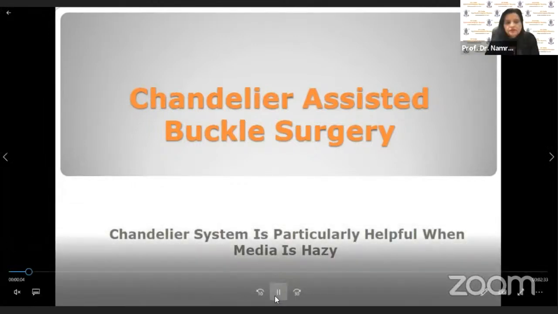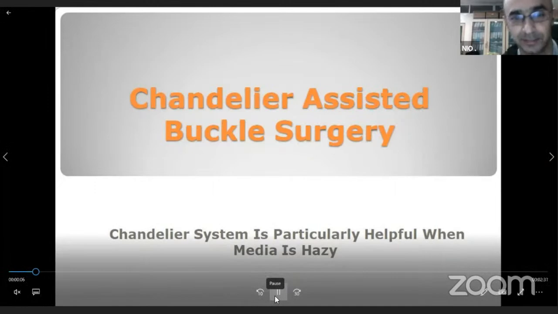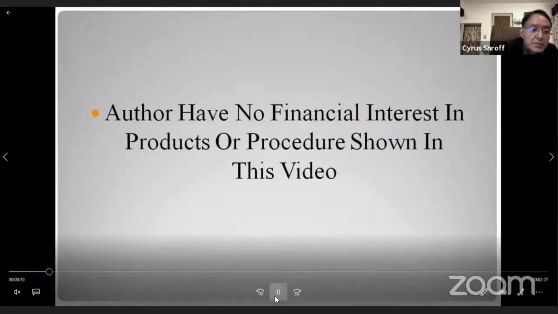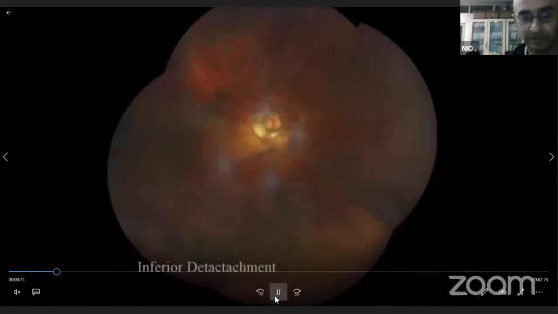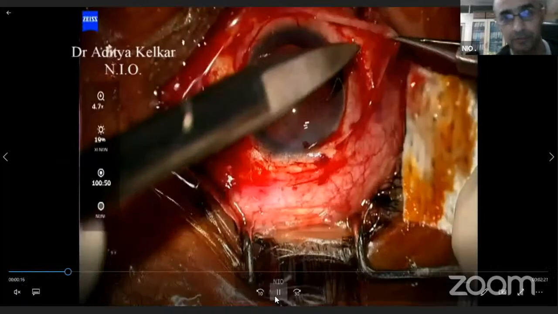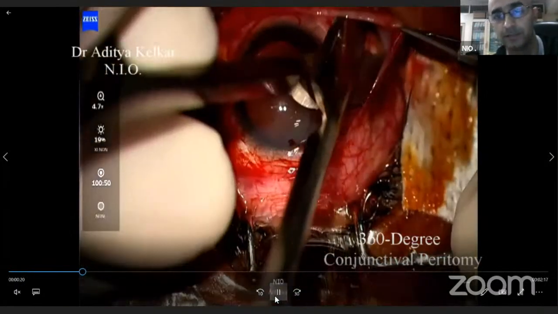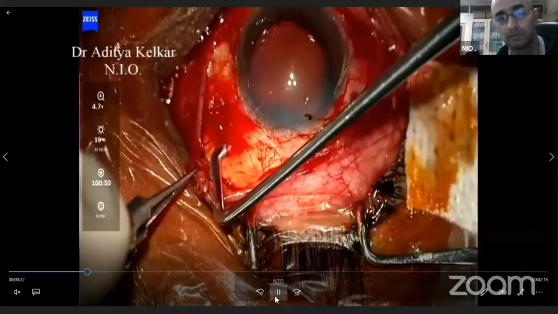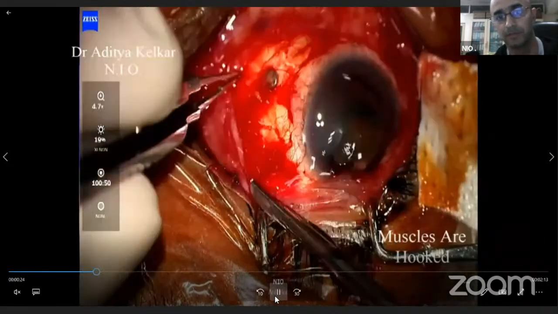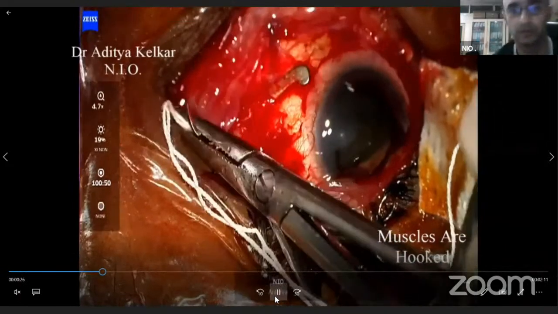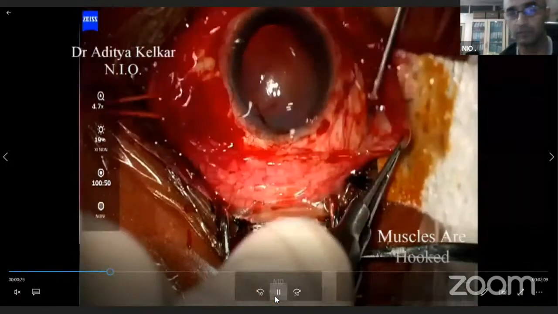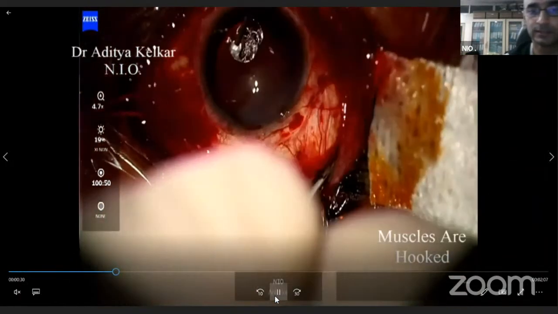So I'll show you my first case, and this is a chandelier-assisted scleral buckle surgery. Nowadays, scleral buckling surgery itself has become quite rare. This is a patient with an inferior detachment with a poor vitreous view because of the vitreous haze, and also a little bit of cataract. So I wanted to do a scleral buckle because the break was inferior, and this is a 45-year-old male, so I don't wish to damage his lens at this age.